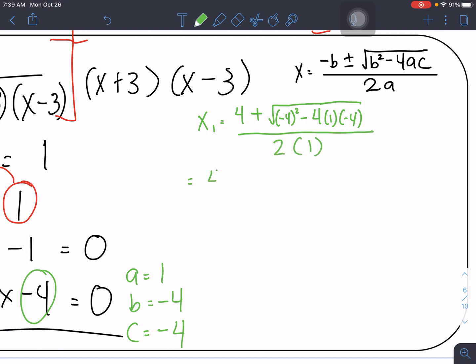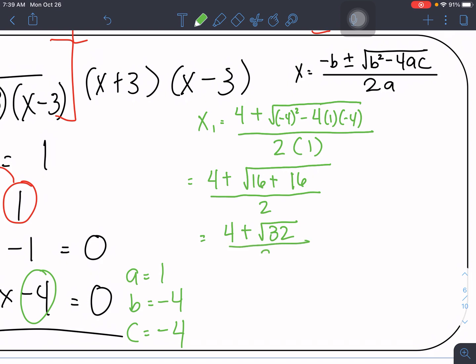Okay, so 4 plus the square root of negative 4 squared is 16, minus negative 4 multiplied by negative 4 is positive 4. I'm sorry, positive 16, I mean positive 16, over 2. So this will be 4 plus the square root of 32 over 2.